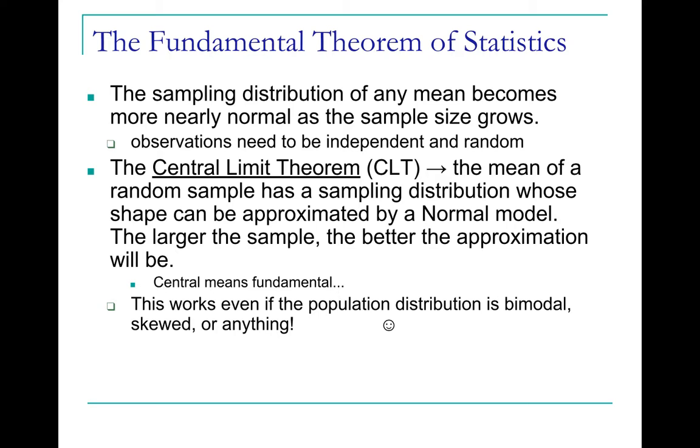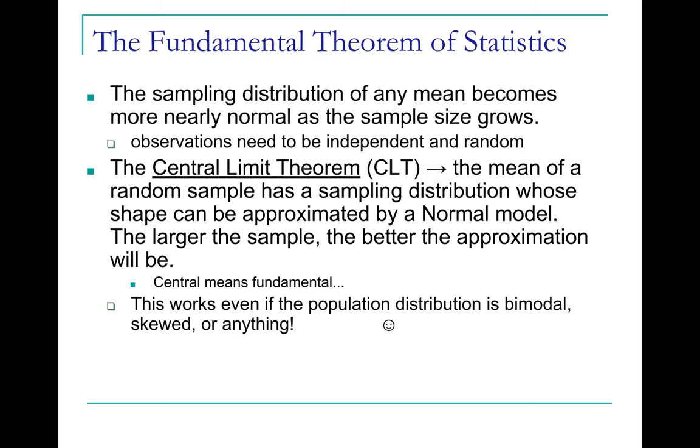This is why we get to do everything else that we're going to do. The sampling distribution of any mean or proportion becomes more nearly normal as the sample size grows. These observations need to be independent and random. What this means is that the larger the sample size, the more nearly normal it's going to be. So increasing the dice from 2 to 3 to 5 to 20, it became more and more normal.